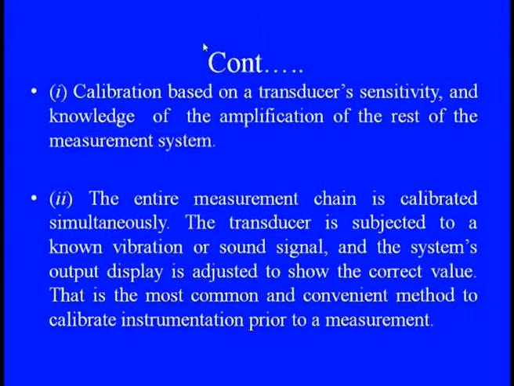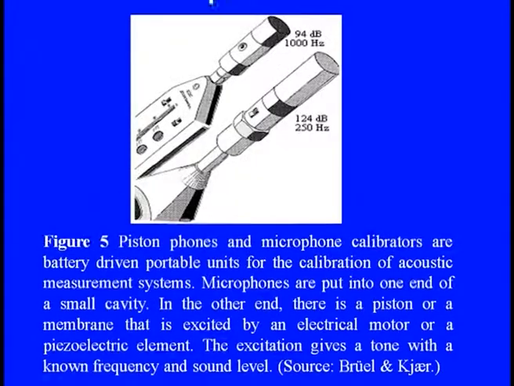The second is where the entire measurement chain is calibrated simultaneously. The transducer is subjected to a known vibration or sound signal, and then the system output is checked to see whether we are getting the correct, desired value or not; otherwise, corrective measures are taken. This is the most common and convenient method which we always use for calibrating the instrument prior to going for the measurement. So, we know the standard value, and then we excite or give the sound value.